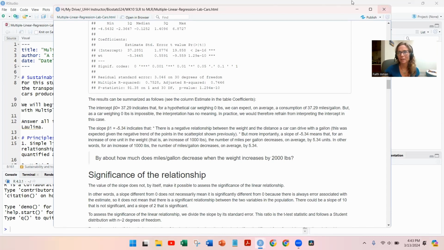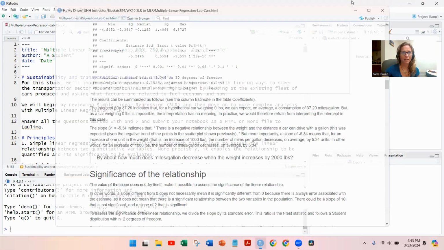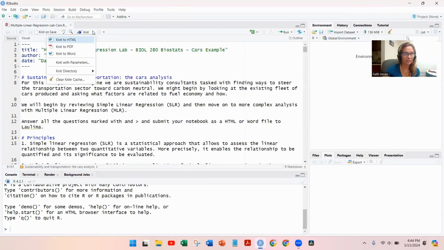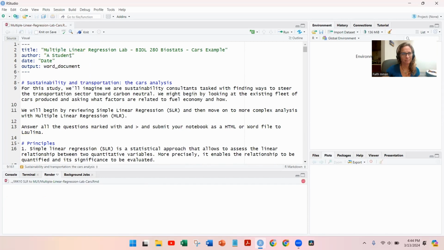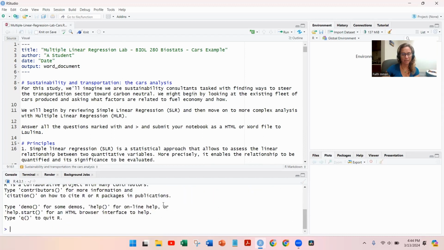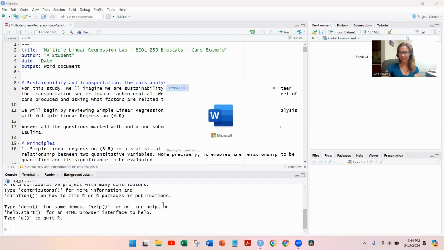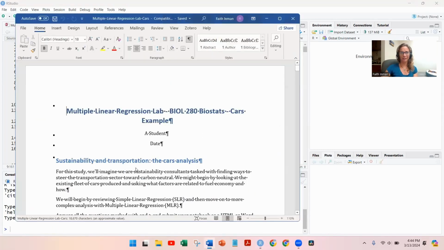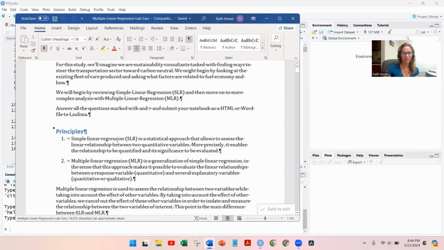Okay? If I close that, I can also try knit to Word. See how this works. Fingers crossed, everybody. Processing file, 46%. You can look down here, what's going on. 97%. And look at that. It knits to Word.